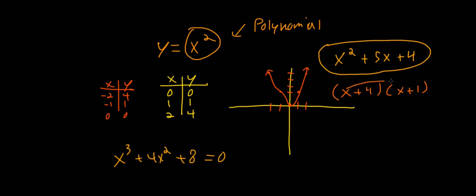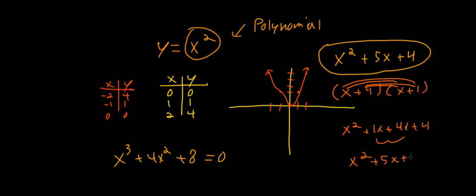And if we multiply this using FOIL, then we get the same expression we have here. So x times x is x squared, x times 1 is 1x, 4 times x is 4x, and 4 times 1 is 4. So we simplify here, we get x squared plus 5x plus 4.